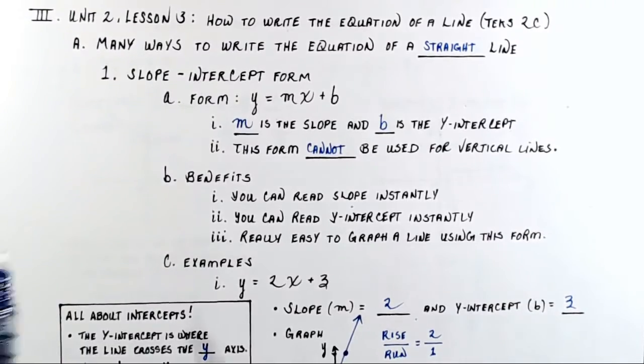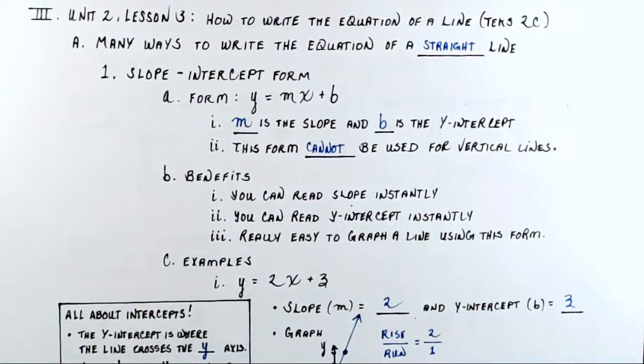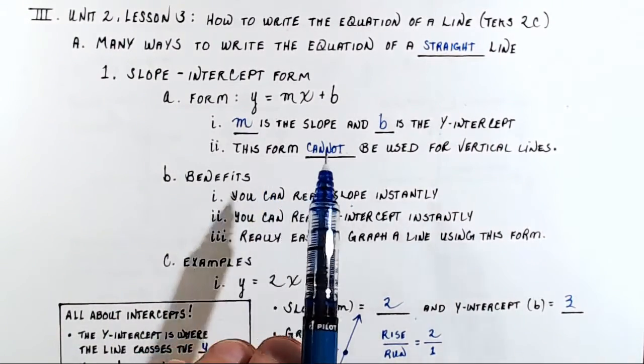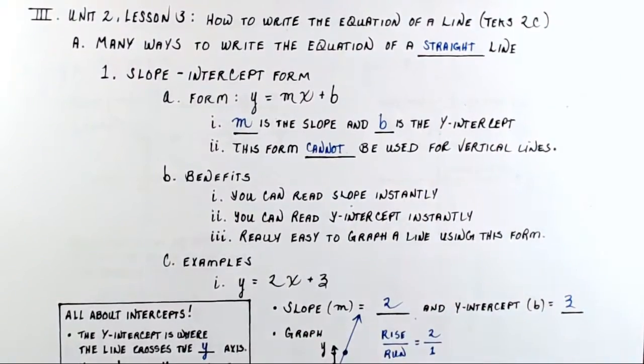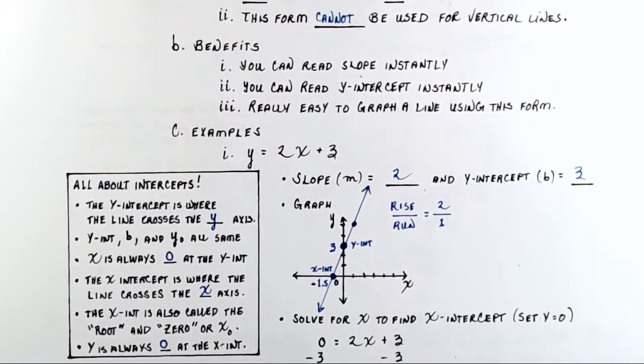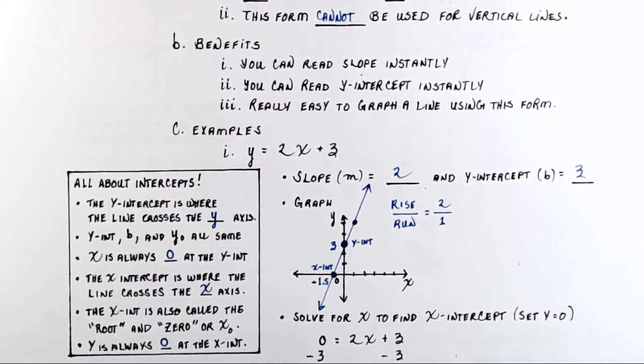I say there are many ways to write the equation of a straight line. Slope-intercept form, y equals mx plus b, where m is the slope and b is the y-intercept. Importantly, this form cannot be used for vertical lines, okay, because the slope is undefined. Benefits are you can read the slope instantly, you can read the y-intercept instantly, and it's really easy to graph a line using this form.